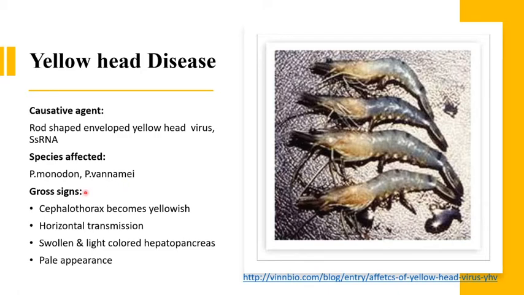The gross signs include the cephalothorax becoming yellowish. We can see in this picture Penaeus monodon, where the cephalothorax has become yellowish in color. The disease is transmitted exclusively through horizontal transmission. We can observe a swollen and light colored hepatopancreas, and the overall shrimp appearance is pale in color.